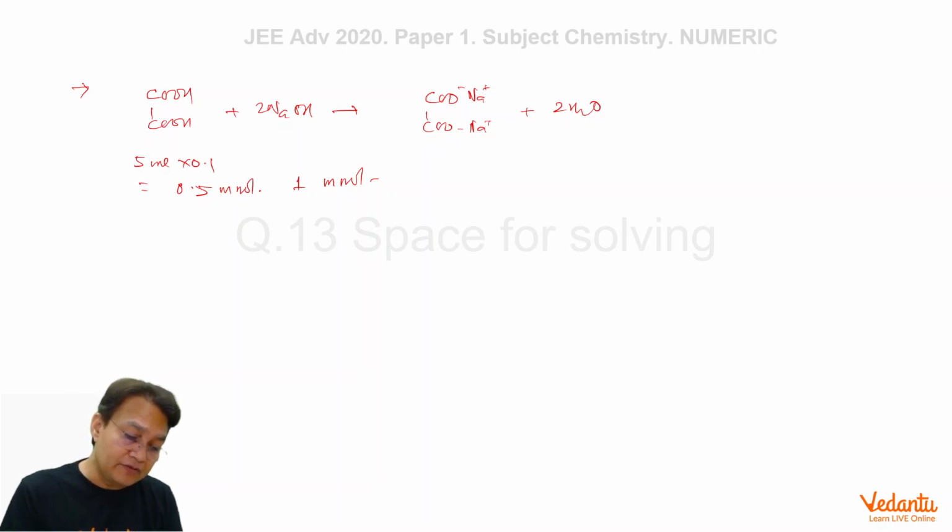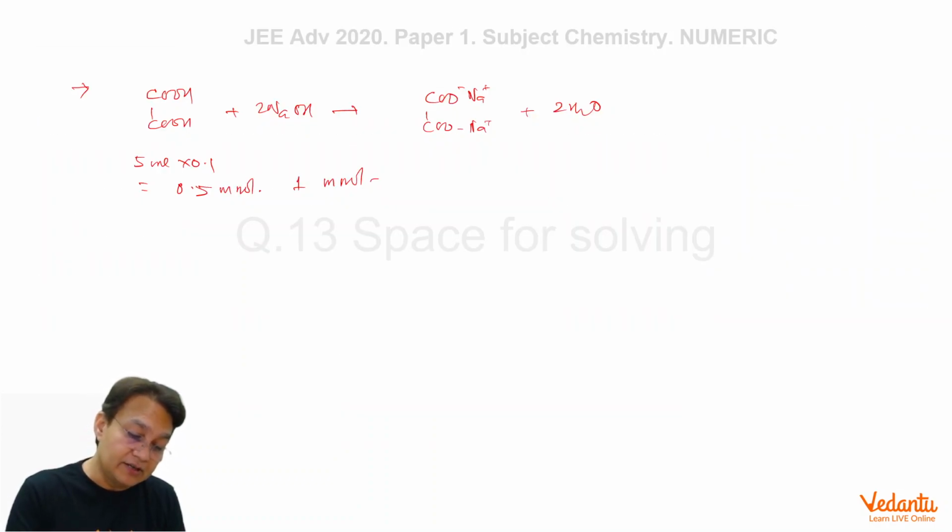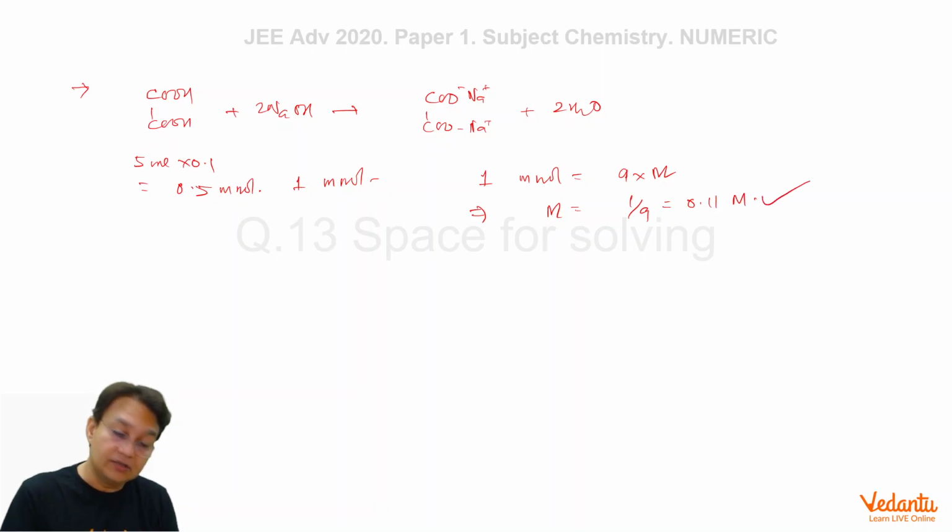So 1 millimole of NaOH is required, and since 9 ml of NaOH was used, this 1 millimole must be equal to 9 into the molarity, and this gives the molarity equal to 1 upon 9, which is 0.11, and that's your answer.